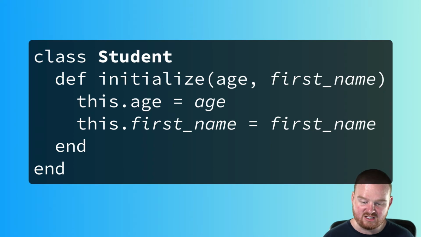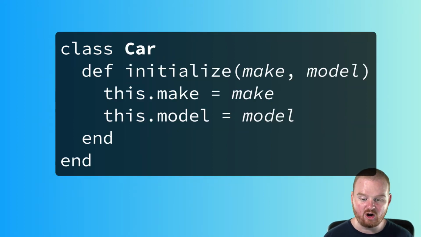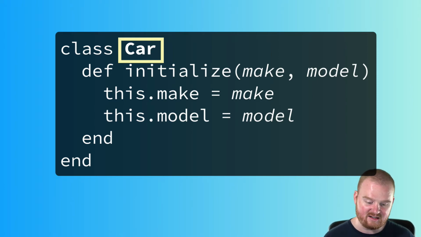Here we have defined a user-defined type called a student type, which is composed of or made up of other built-in types, the number for the age and the string for the first name. We might also create a car type, which takes in a make and a model, both of which might also be user-defined types. Typically, a programming language does not let the programmer extend or redefine those built-in types.